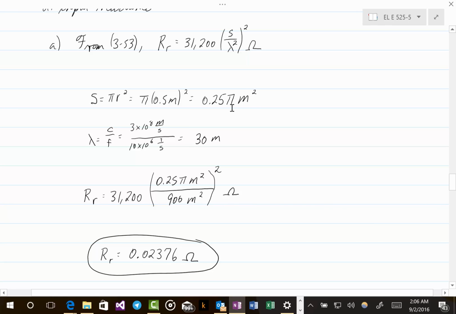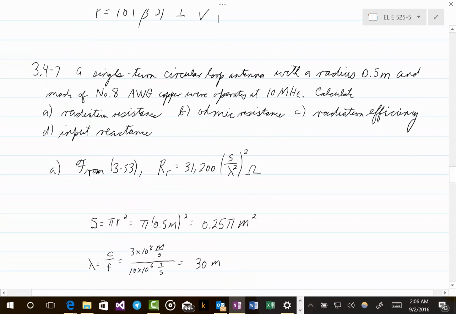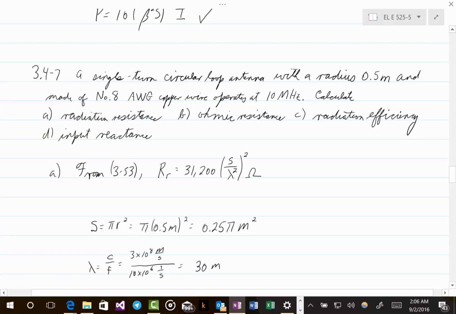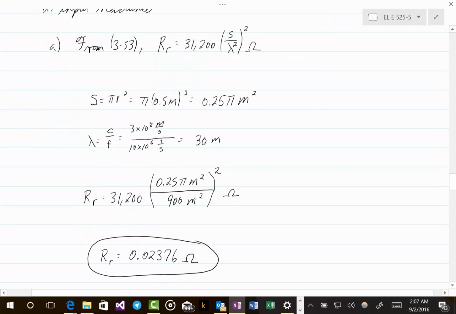And again, as I mentioned in an earlier lecture, I strongly suggest that you carry around the units. Because as you can see in this problem, we're going to be dealing with millimeters and meters, and so if you just drop those units, you almost certainly get into trouble. So S is equal to 0.25 pi meters squared. Now lambda is c over f.